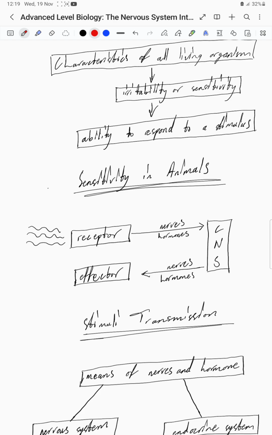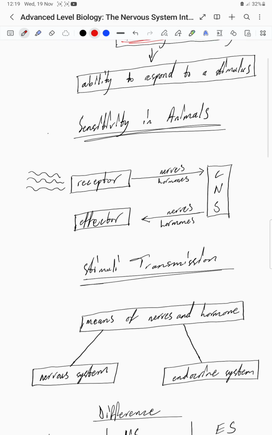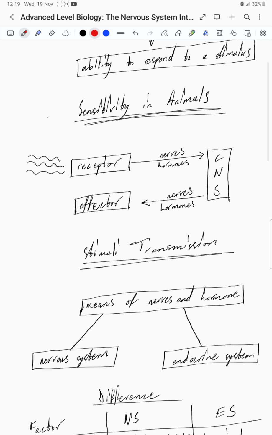So all living organisms, looking at their characteristics, they have a characteristic of irritability or sensitivity. This irritability or sensitivity is the ability to respond to a stimulus. So going on further, looking into the sensitivity in the animals.